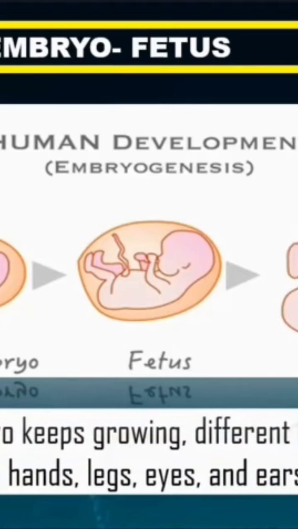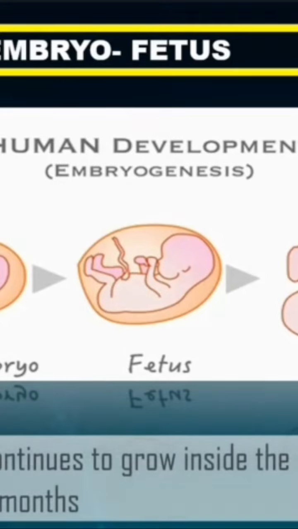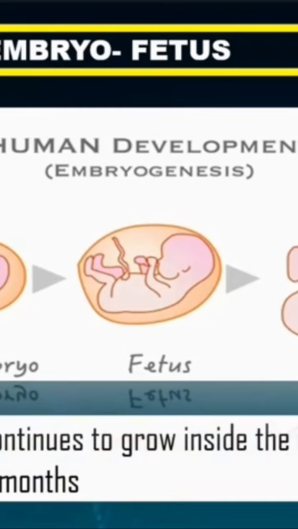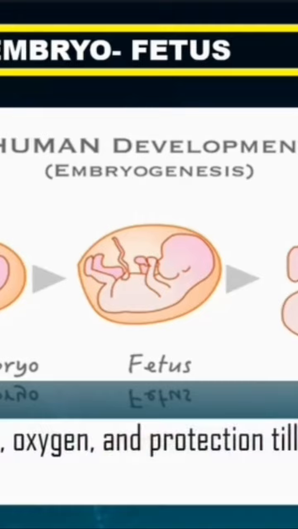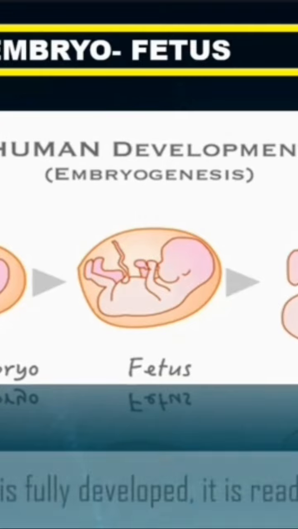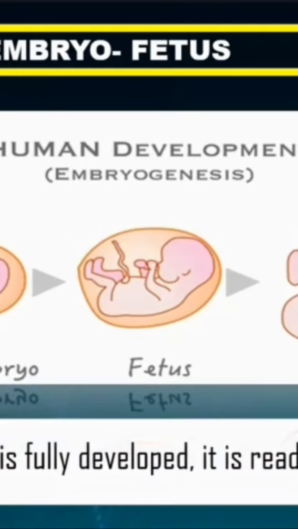As the embryo keeps growing, different body parts start forming. Now, the fetus continues to grow inside the mother's uterus for around 9 months. It gets nutrients, oxygen, and protection till it completes its development. And when the baby is fully developed, it is ready to be born.